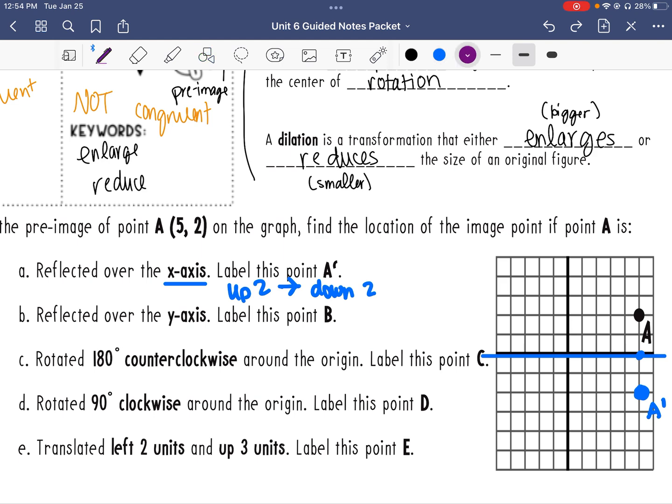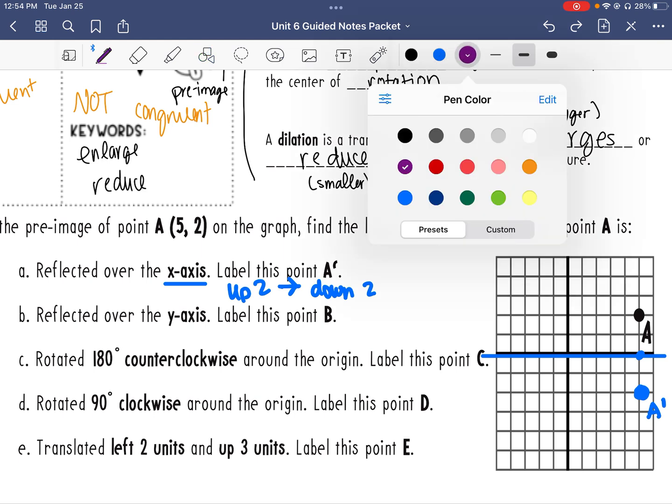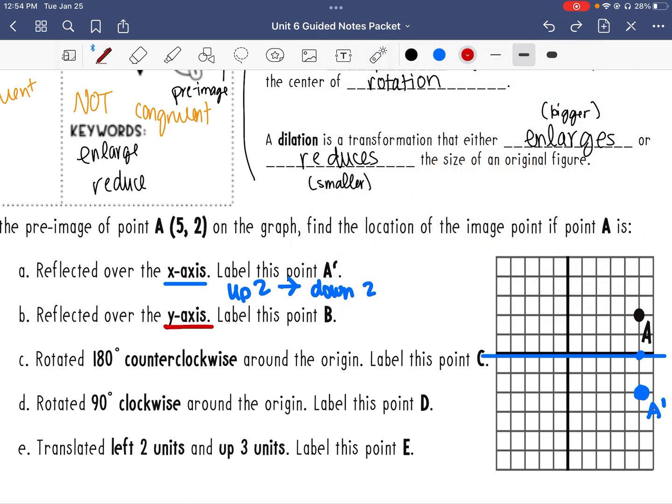Okay. Next one, we want to reflect over the y-axis. So you show me, where's the y-axis? Okay, hopefully you knew it's right there. Okay, same thing. So from the y-axis, how do I get to point A?